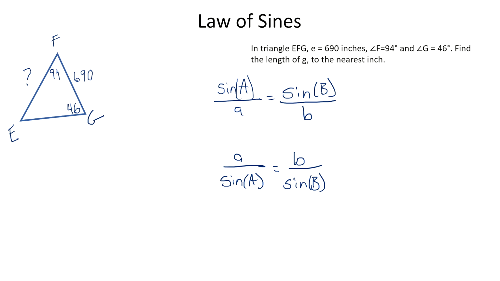Now, in our picture here, you probably notice we don't have angle A or B. We have E, F, and G. Well, A and B are just placeholders. You can call them A and B, E and F, F and G, X and Y, whatever you want. It's just saying that these sides and these angles go together. So, looking at my picture, I could do the sine of E over 690 equals the sine of 46 over our question mark.